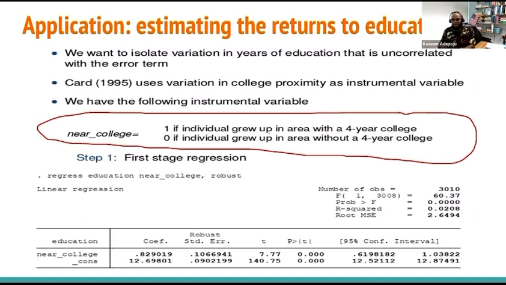What I'm trying to talk about here is, do I grow up in an area? If you actually want to look at the effect of years of education on wages, the kind of instrumental variable you can think about is whether I grow up in a particular area with a 4-year college or without a 4-year college. That is an instrument considered by Professor Card in 1995.